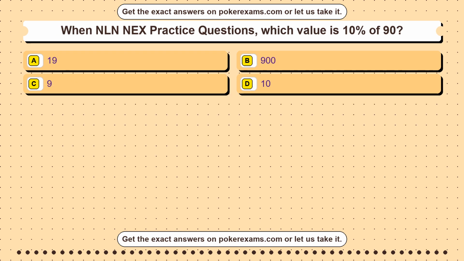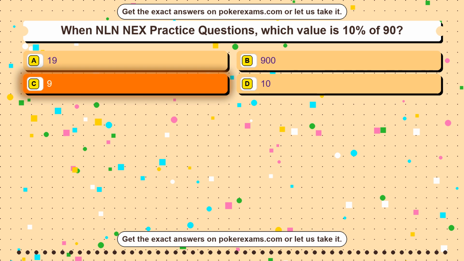Question 19. When GED physical science practice, which GED subject focuses most on interpreting experiments and data? Option A, RLA. Option B, Geometry. Option C, Science. Option D, Social Studies. The correct answer is option C.